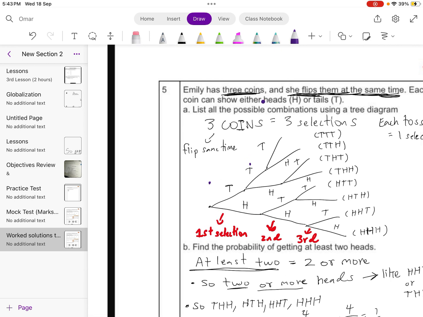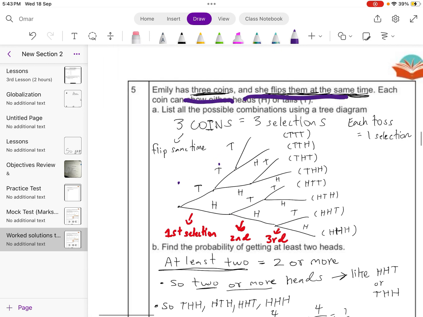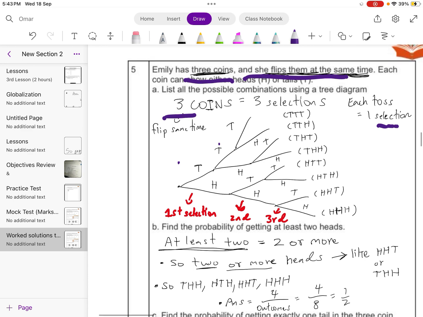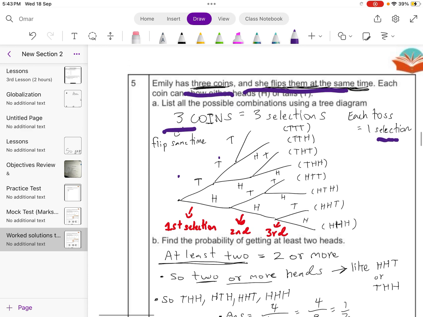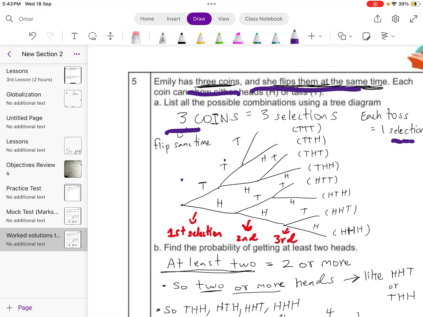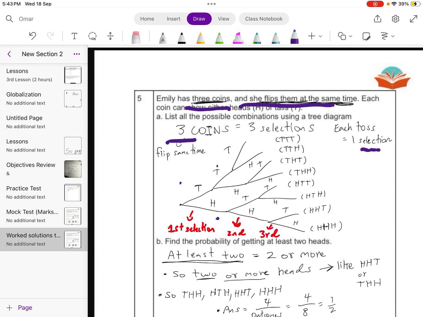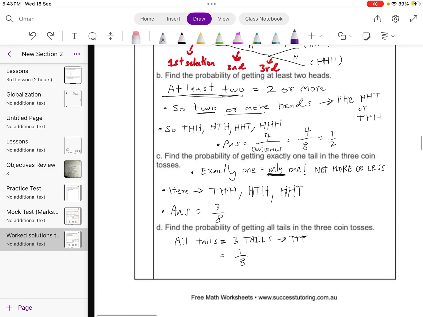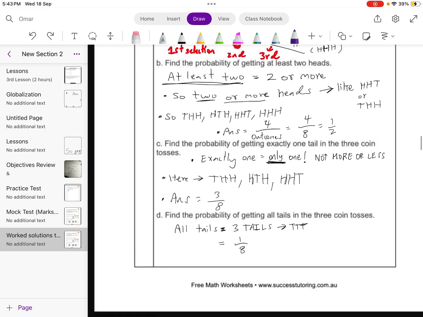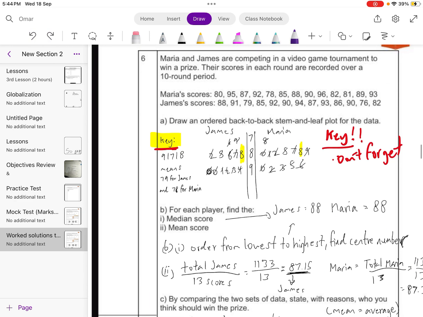For this question, we have 3 coins and flip them at the same time. So 3 coins means 3 sections. Each toss means 1 section, so 3 tosses, because we flip them at the same time. Each coin is flipped. So that's three tosses or three coins. One section, one line, two sections, two lines, and then three sections, three lines. Oh yes, and just read the notes here. And don't forget the key.